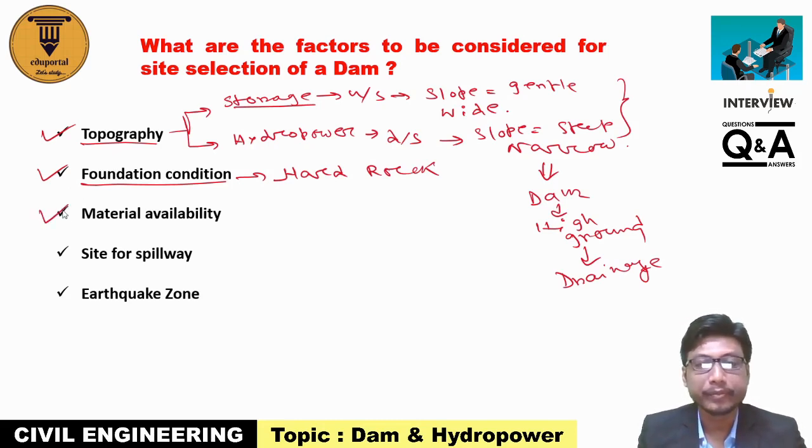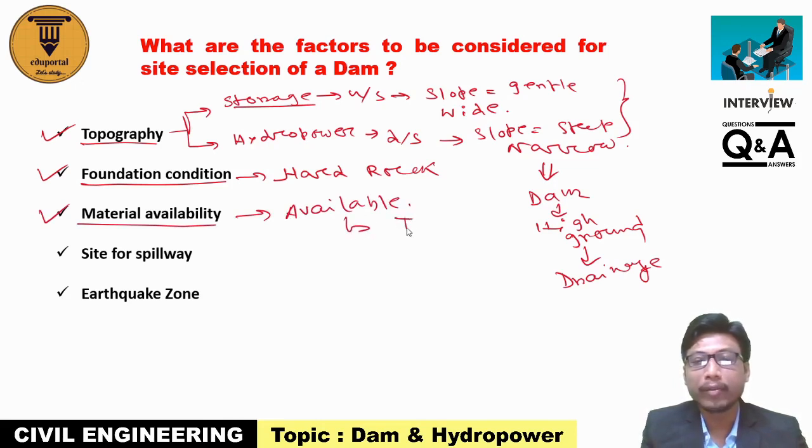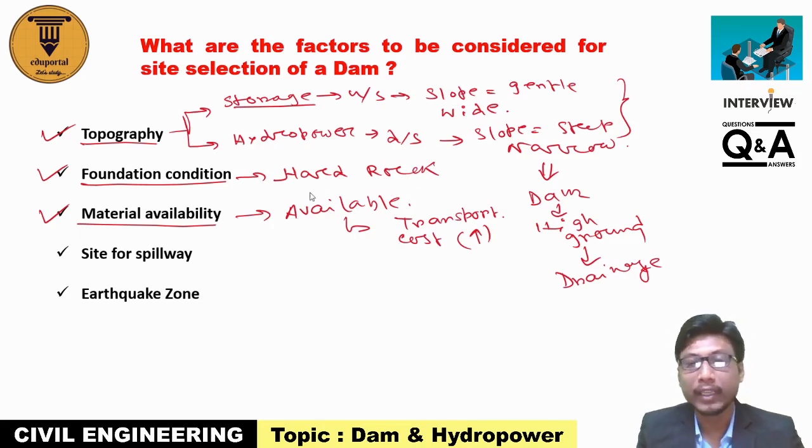Okay, and then the material availability should be easily available. Otherwise the transportation cost will be high. But if it is easily available, then transportation cost will be very low. If not, then transportation cost will be high.